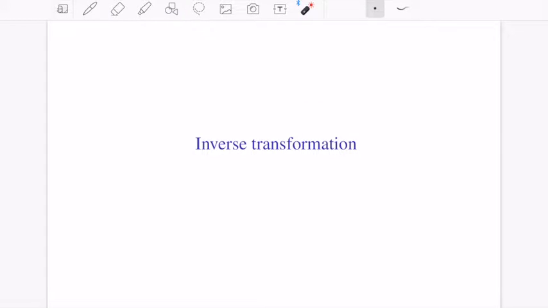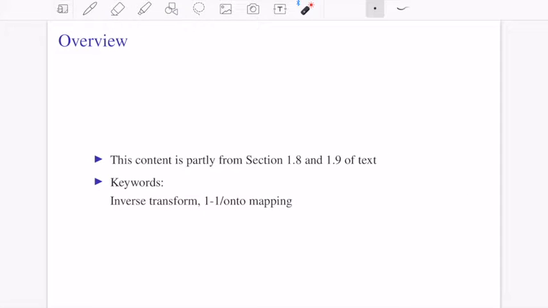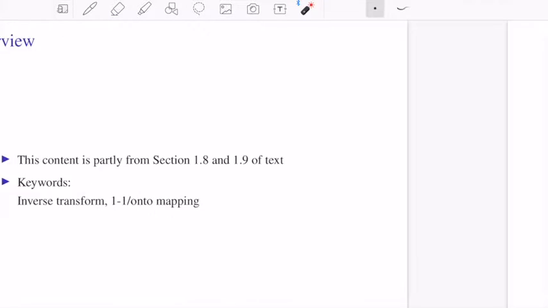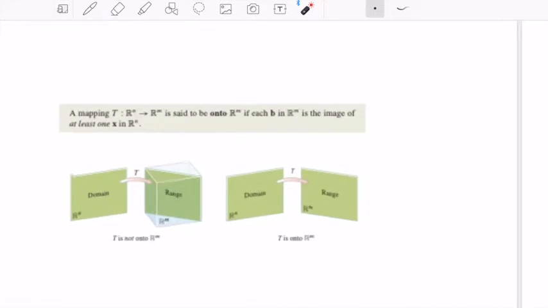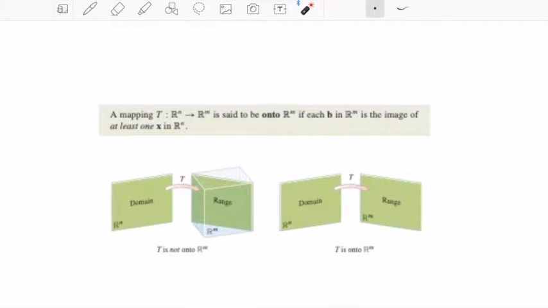Hello everybody. In this part, we are going to talk about inverse transformation, which is from section 1.8 and 1.9. We are going to define inverse transformation and one-to-one and onto mapping. And for a given linear transformation, we are going to learn how to identify whether a given transformation is one-to-one and onto.